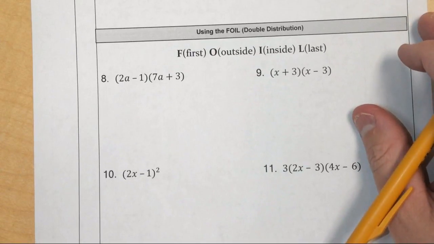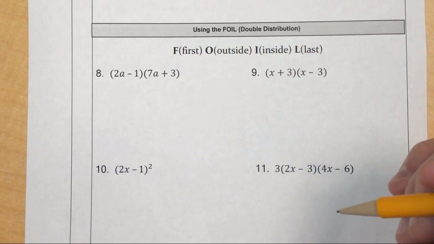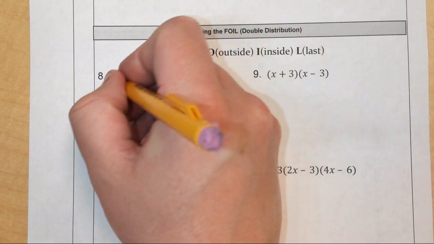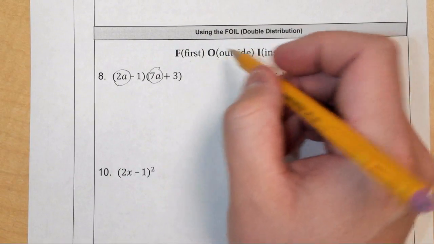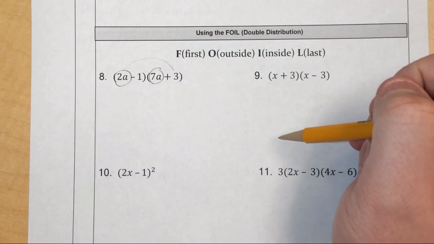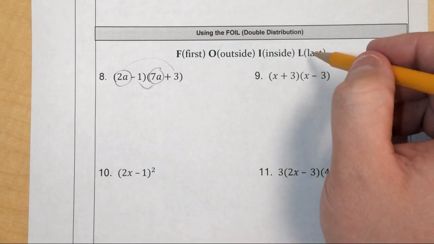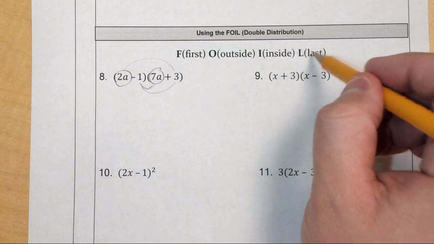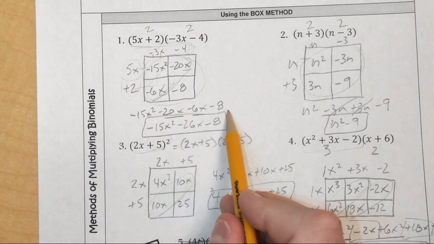So the FOIL method is a little different. The box method is very visual in that you actually draw a box to help you multiply. But when it comes to the FOIL method, FOIL is an acronym. The F stands for first, where you multiply the first terms together. The O is for outside, where you multiply the outside terms together. And then inside, you multiply the 2 inner terms together. And the L for last is you multiply the last 2 terms together. And you end up with 1, 2, 3, 4 different terms, just like what we did over here.